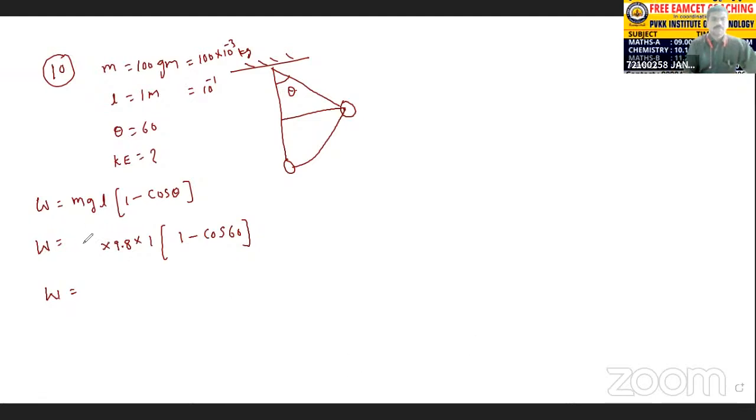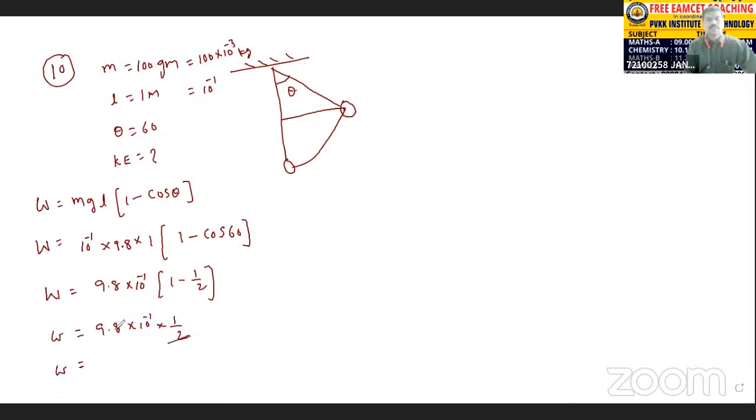10 power of minus 1. So 9.8 into 10 power of minus 1. This one is 1 minus 1/2. That is equal to 9.8 into 10 power of minus 1, and 1 minus 1/2 is 1/2. So these two get cancelled.